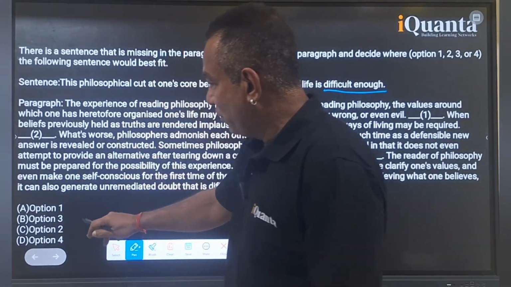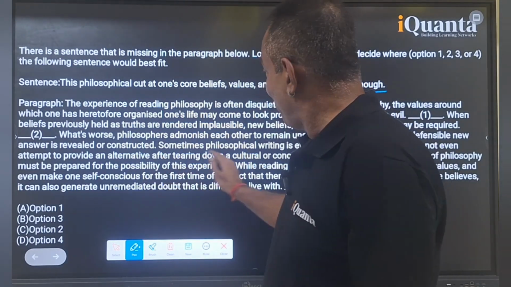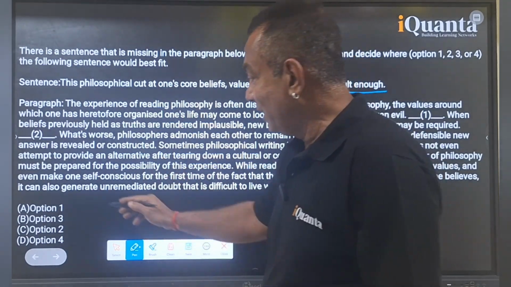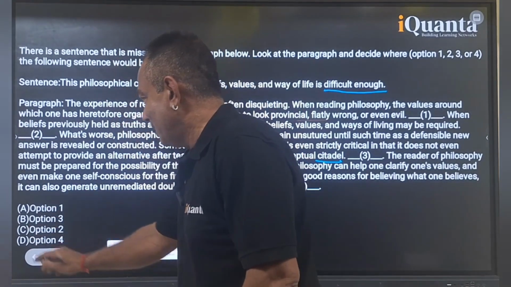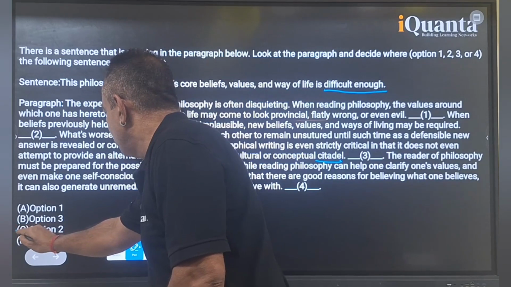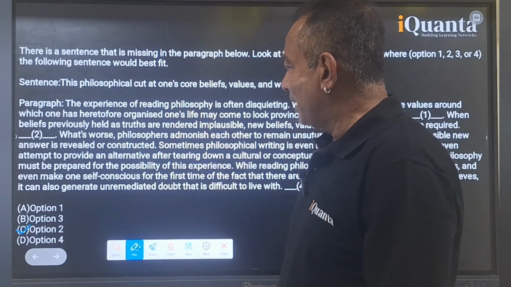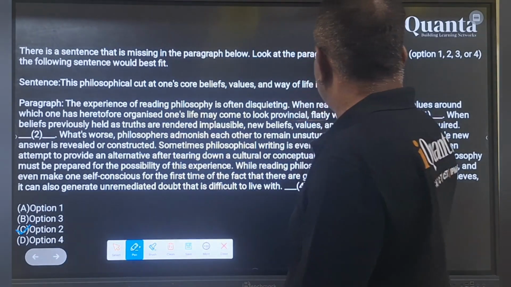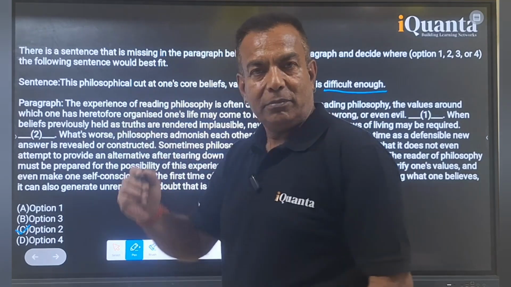Now here's the trick. You cannot just go and tick B. That will be option 3. That's the second alternative here. We have C, that is option 2. So basically, if you read the structure of the sentence, you can find the answer easily.